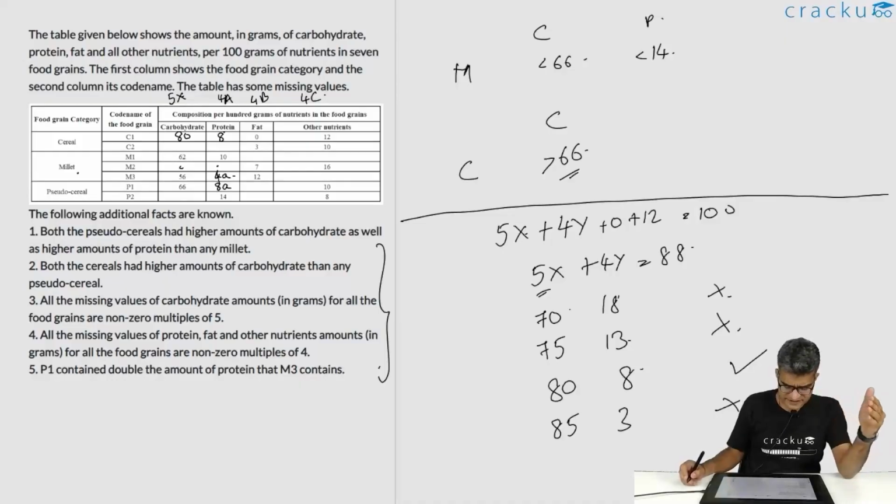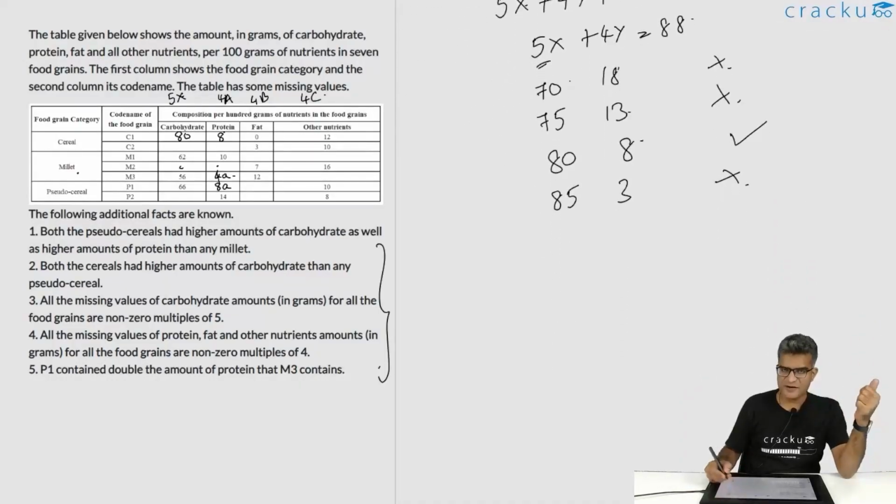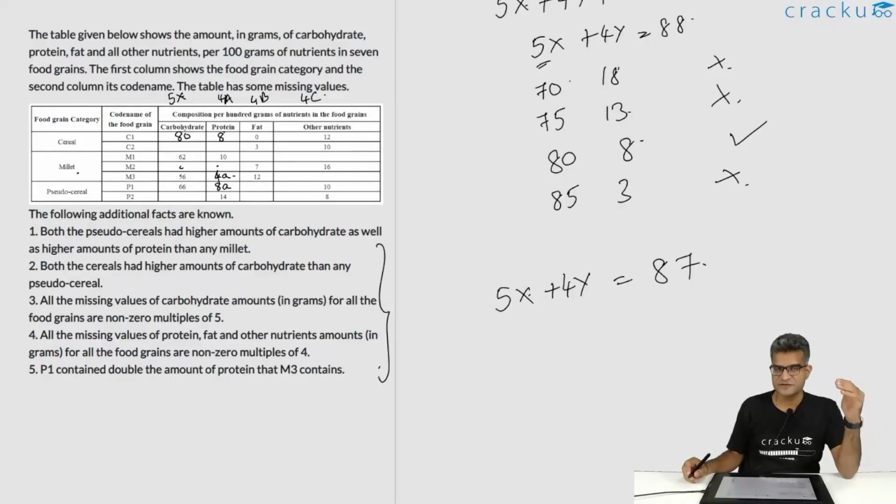We'll do the same for C2. The sum of the carbohydrate in C2, if you assume, is 5x, and the amount of protein, if you assume, is 4y. This has to be equal to, because the remaining two are adding up to 3 plus 10, which is 13. These two have to add up to 87, because the total of all the ingredients has to be equal to 100. Now, this 5x has to be greater than 66, because the amount of carbohydrate in the cereals is greater than the amount of carbohydrates in the pseudo cereals.